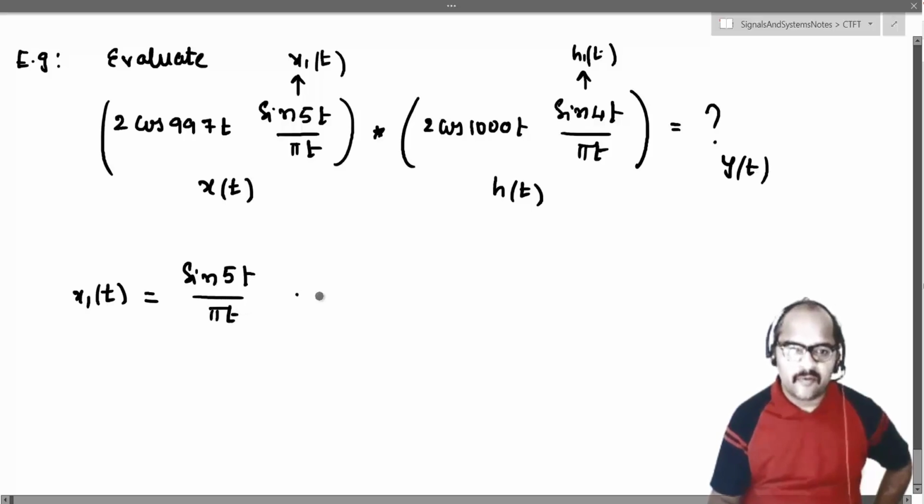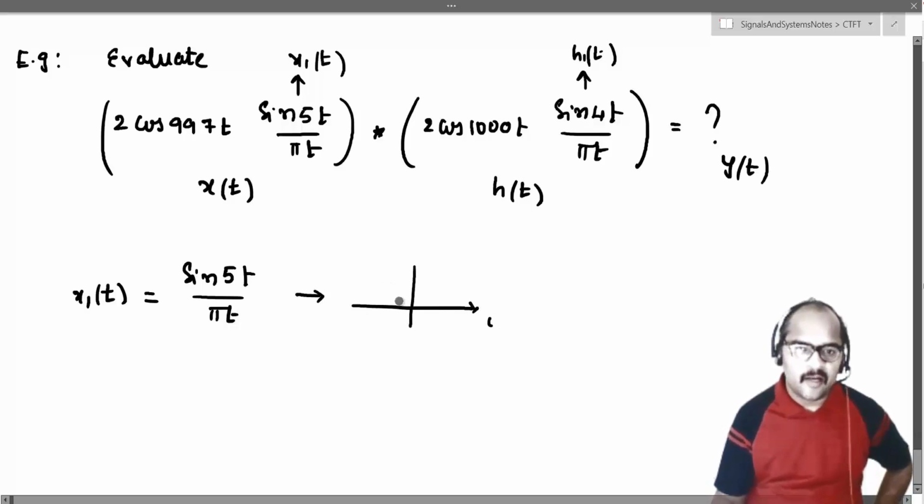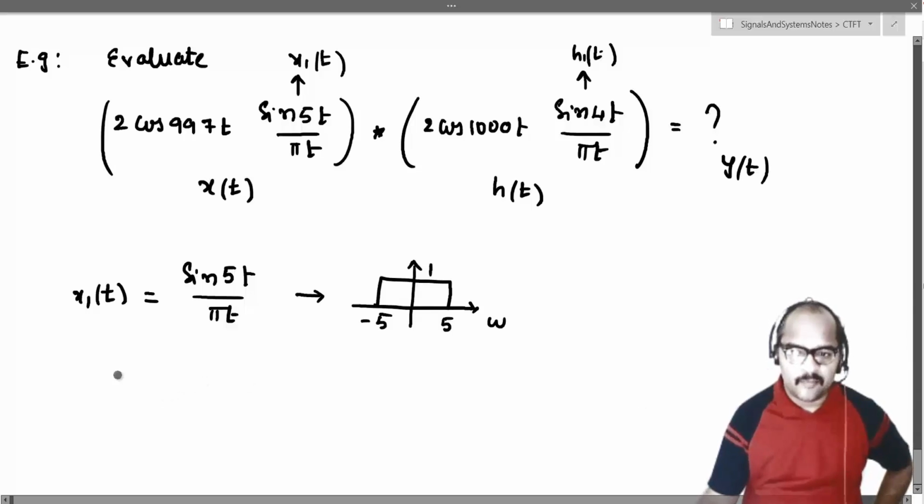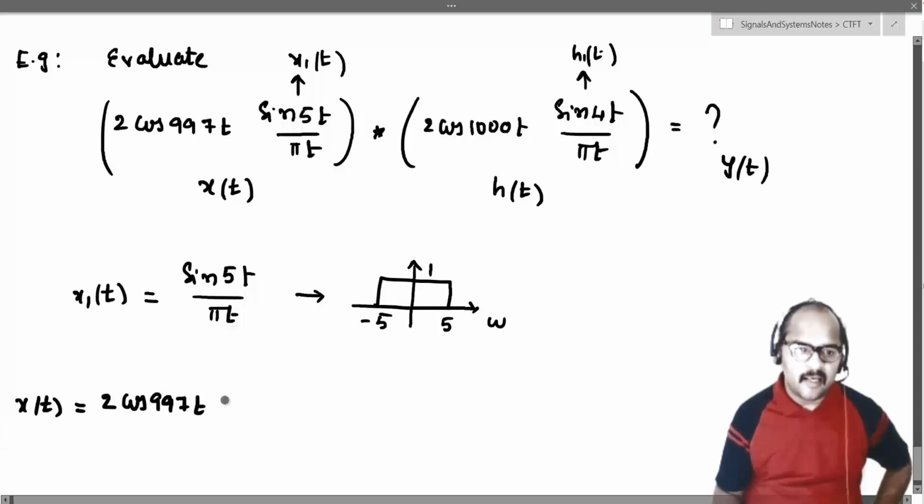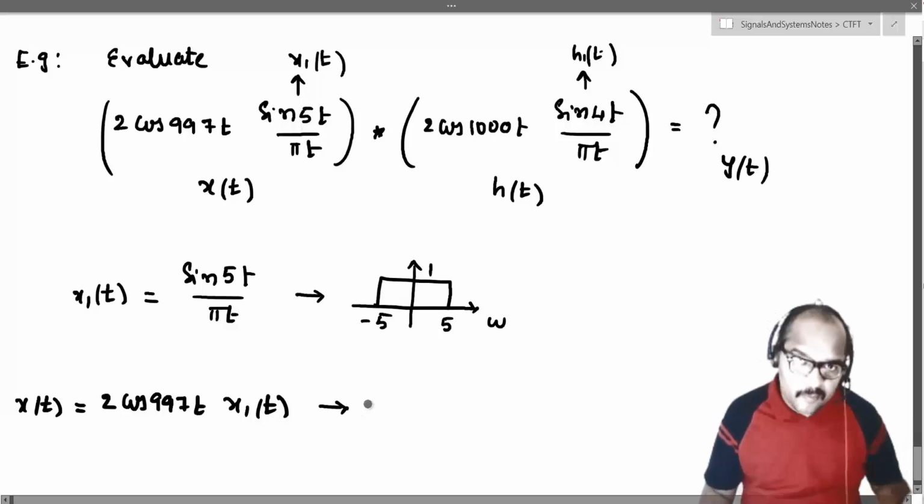So what will this have as its Fourier transform? It will be a rectangular function from -5 to +5 with amplitude 1. Now what is x of t here? x of t is nothing but 2 times cos 997t multiplied with x1 of t. So what is this property? This is nothing but the modulation property.